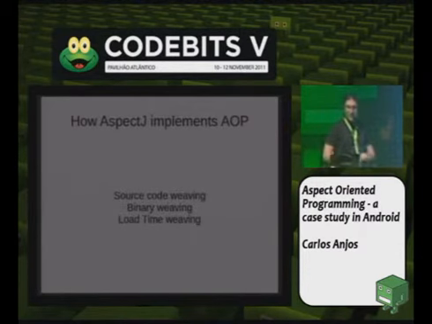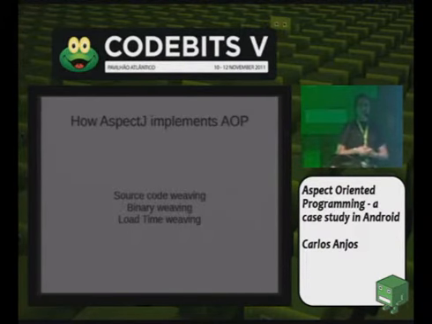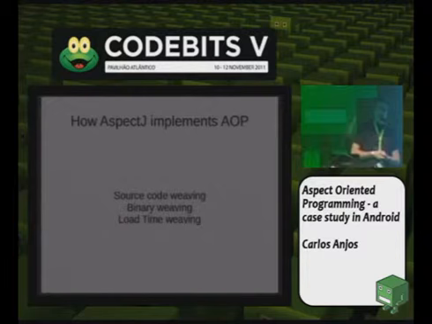So how does AspectJ implement aspect-oriented programming? Well, three main ways: source code weaving, binary weaving, and load time weaving. Basically, in Android, we use source code weaving. What does that mean? It means that you keep your source code for your aspects and your source code for your business code, and the compiler mixes both to produce Java bytecode.